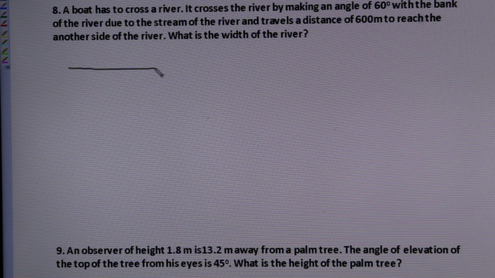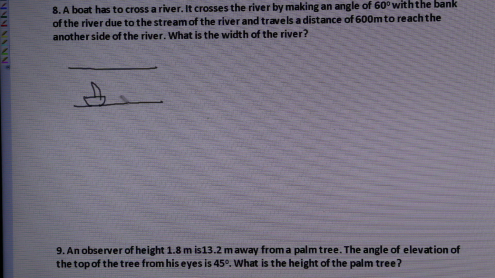Here is a river and there is a boat here. This boat has to cross the river. Due to the flow of the water, it cannot go directly to the other bank of the river. It has to travel like this, making an angle of 60 degrees with the bank of the river.